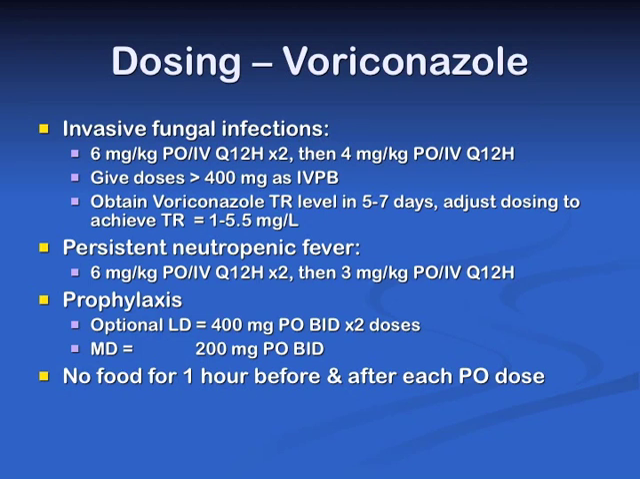So in terms of dosing for voriconazole, if you're treating an invasive fungal infection, 6 milligrams per kilogram PO or IV Q12 times 2, followed by 3 to 4 milligrams per kilogram Q12. The Aspergillosis data used 4. The Candidemia data used 3.